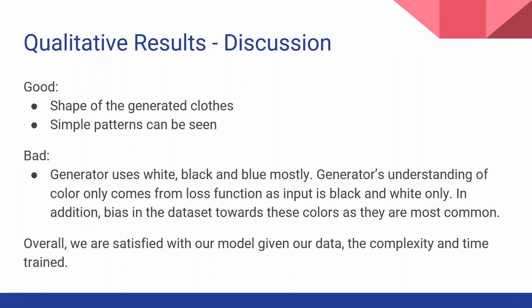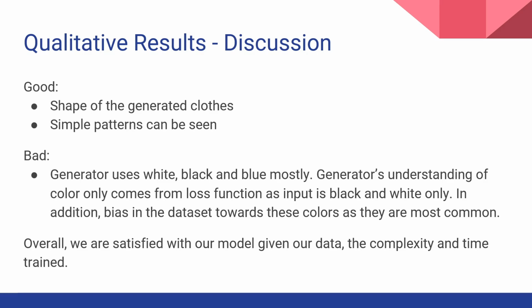To summarize the performance of the GAN, we found that it is very good at generating the general shape and texture of the clothing item, as well as recognizing simple patterns. However, it performs poorly when it comes to coloring in the items. The generator does not know what color to use since the input images are all black and white, and so it is biased towards whatever colors are most abundant in the training dataset. Overall, given the complexity of the problem and our data, we are very satisfied with what the model has produced.